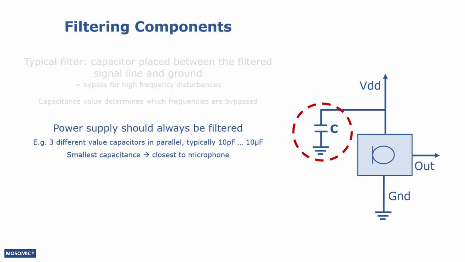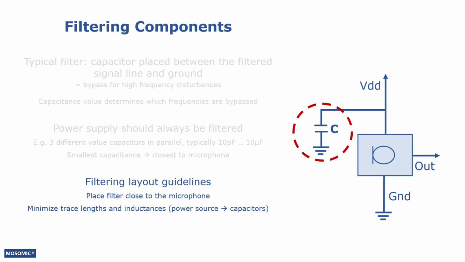The values typically range from 10 picofarads up to 10 microfarads to cover all disturbance frequencies that might appear on the supply line. For example, 3 different value capacitors can be connected in parallel with each other. One bigger one, for example 0.1 microfarads or a little bit bigger, and a couple of smaller ones between 10 and 500 picofarads, depending on the frequencies that need to be filtered. For best performance, the smallest capacitance should be connected closest to the microphone.